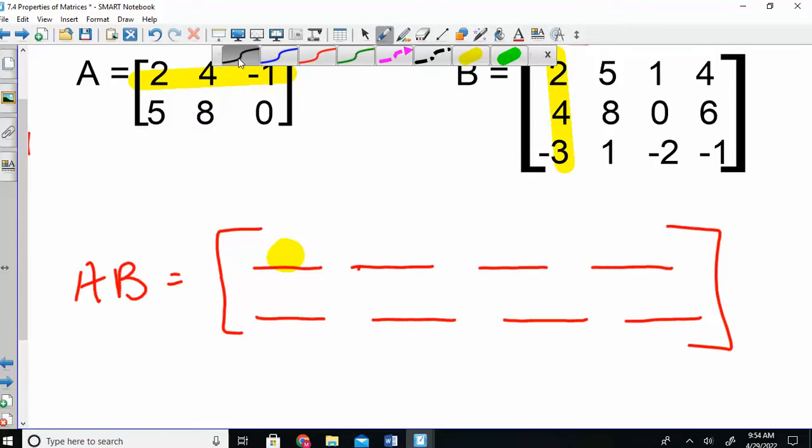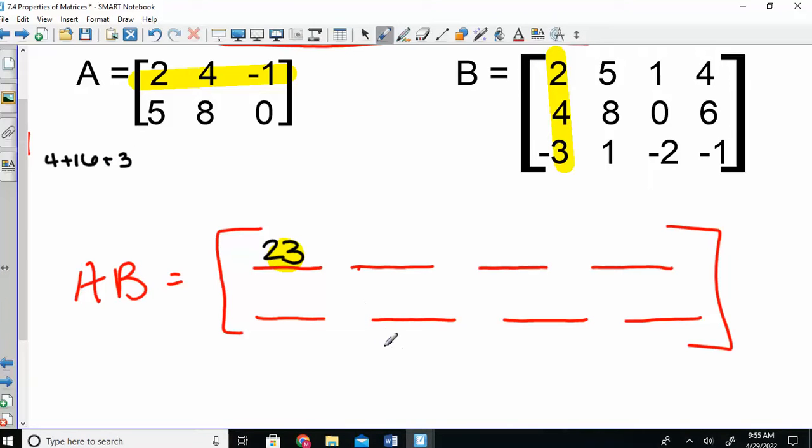So if you'd like to do it on your calculator, you can grab your calculator and plug in things. So we have to do the 2 times 2, which is 4, plus the 4 times 4, plus -1 times -3 is 3. So 4 plus 16 plus 3 is 23. Okay, then we just move down the columns.